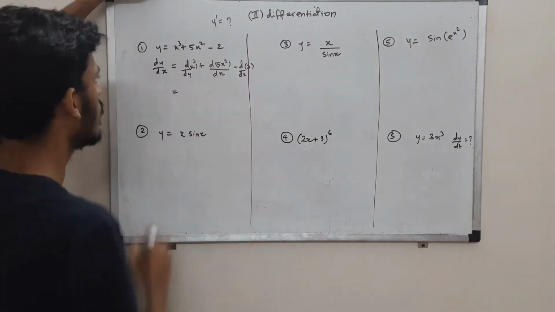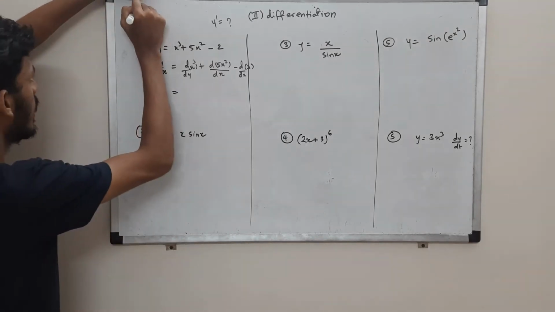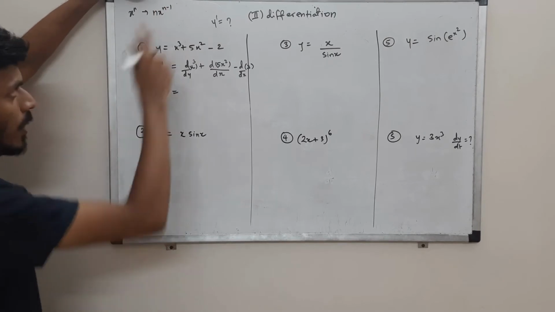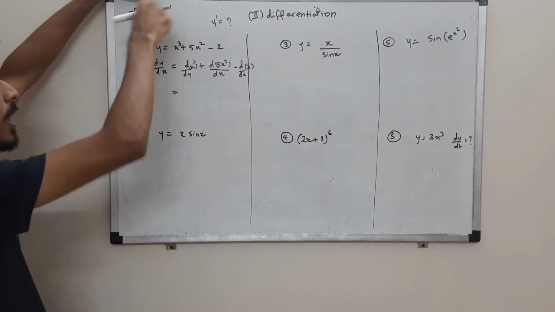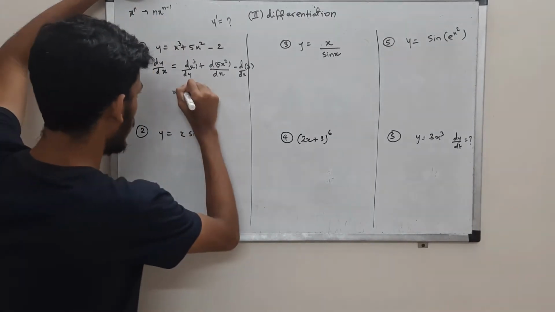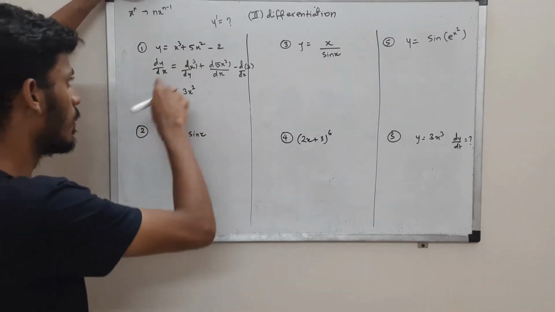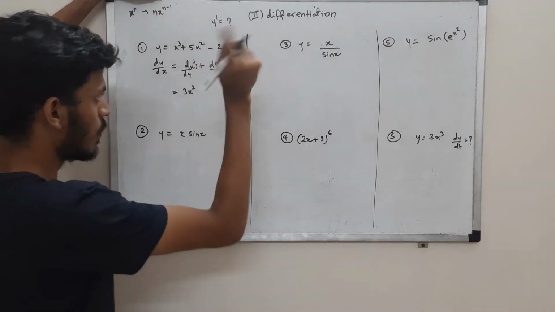Now this is of the form x to the power n. Do you remember the derivative of it? n x raised to n minus 1. The power comes down and reduces by 1. So 3 will come down, x to the power 3 minus 1, that is 2.